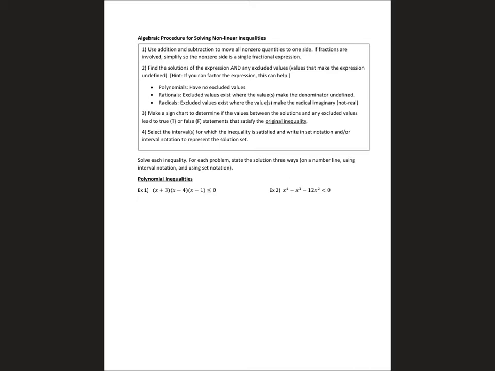Step 2, you're going to find your critical points, and those are the points that you're going to list on your number line. Your critical points include both the solutions as well as any excluded values. Now, we talked about what an excluded value is. An excluded value is a value that makes the expression undefined. To help you with this, you're going to have to remember your factoring skills.